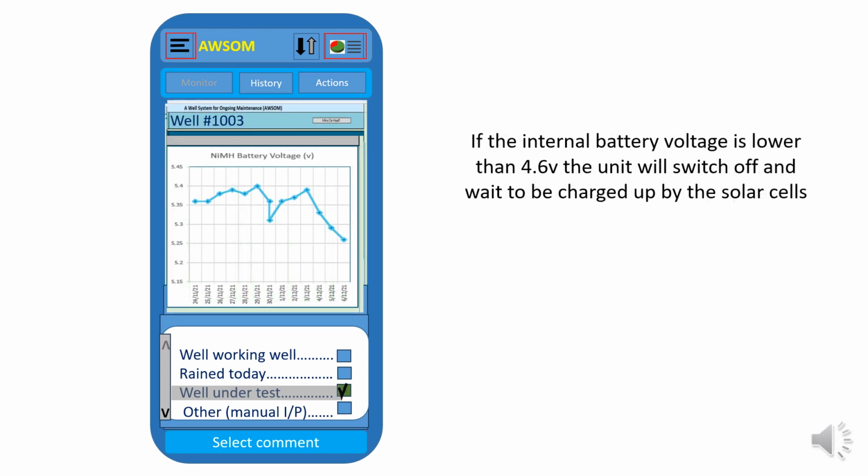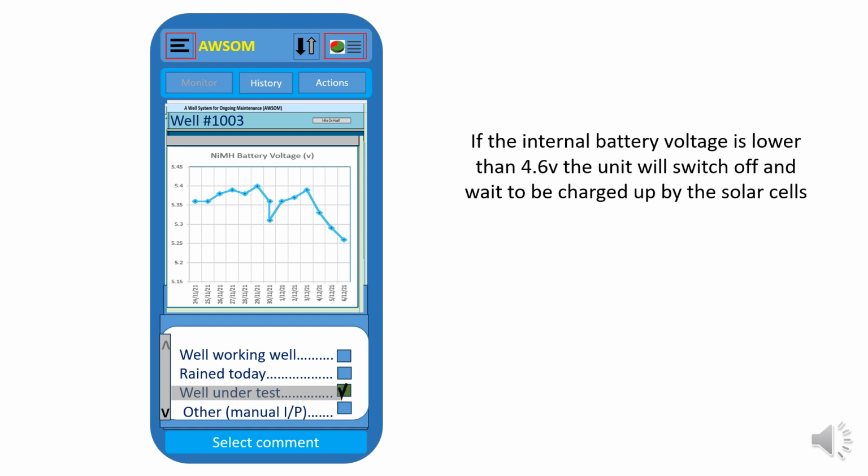Right, the aim in this one is to scroll down. This is more detail of the same well. So rather than clicking anywhere, you scroll down and you will see the battery voltage, it's nickel metal hydride battery voltage. And the trend is downwards. So the well cannot continue in this activity. Something will go wrong, so we need to know why. But once again, the comment well under test still applies.